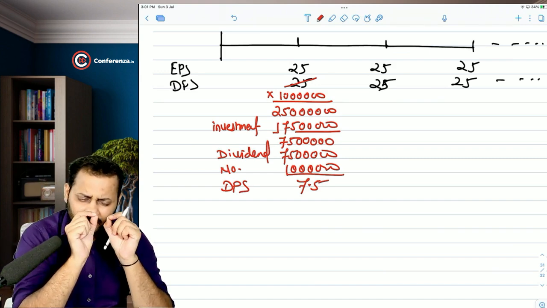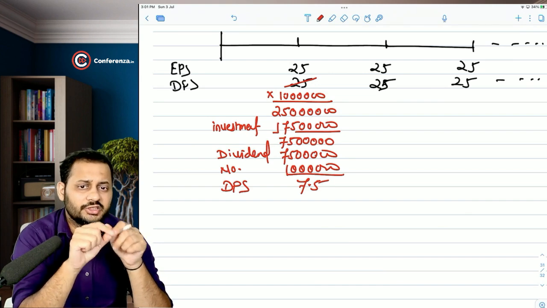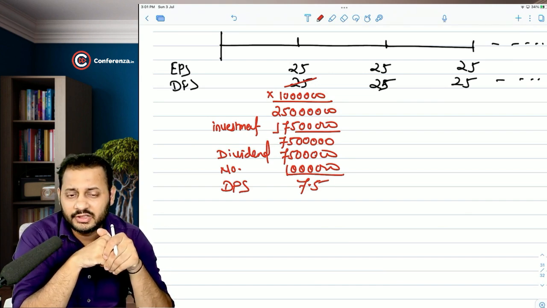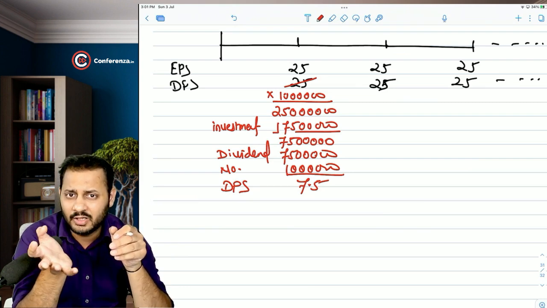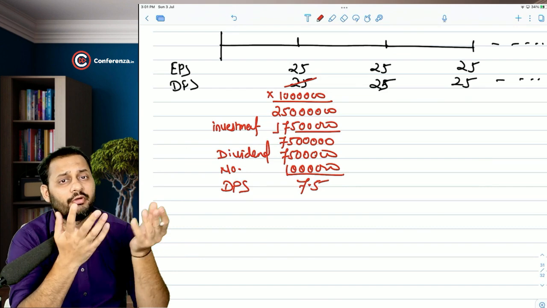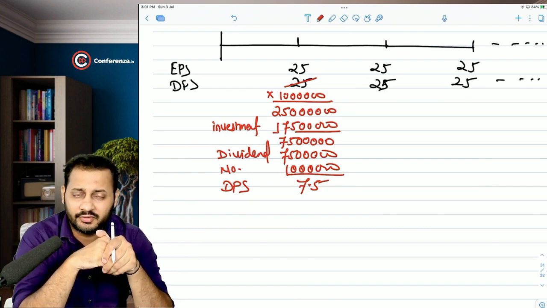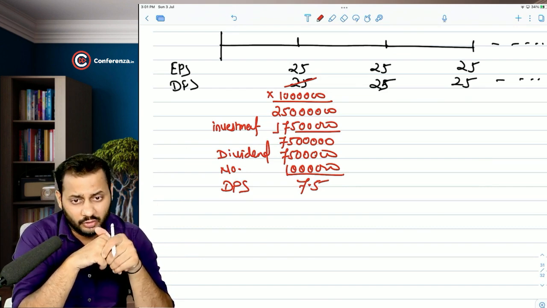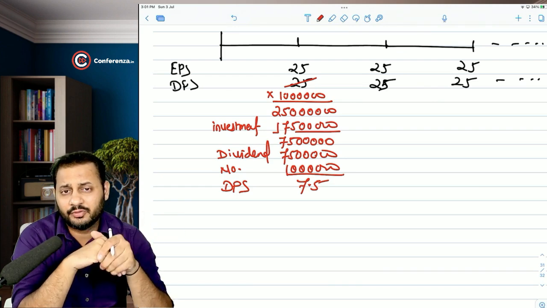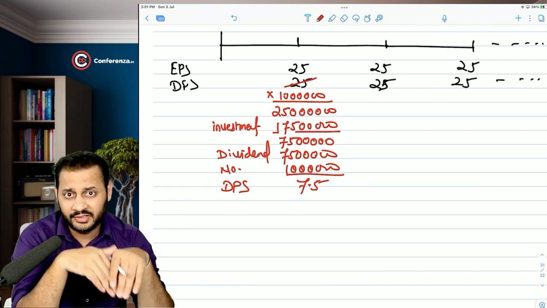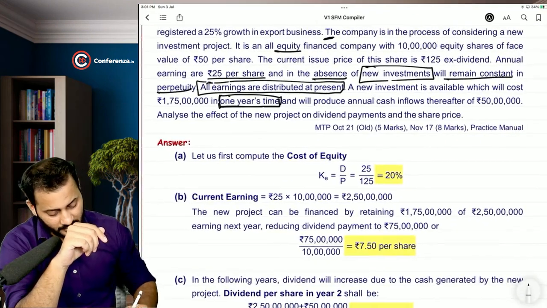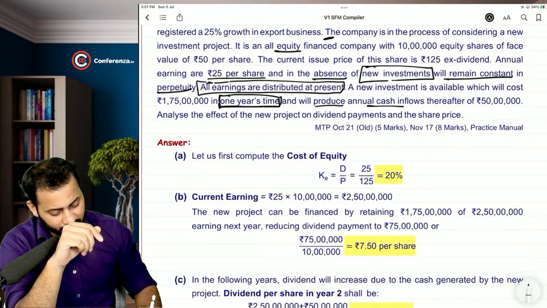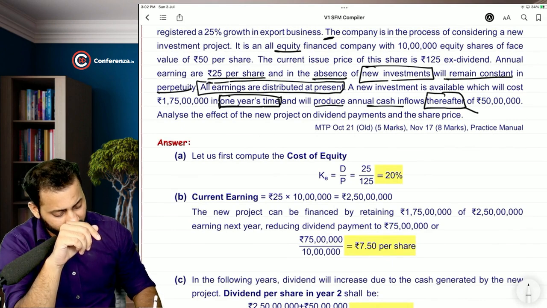So for the first year only, instead of 25 rupees, the investor will only get 7.5 rupees, as the balance amount has been invested in a project, 1 crore 75 lakh rupees. Obviously, as we have invested in a project, that project should give us returns. And see what will happen. It will produce annual cash flow thereafter. Underline the word thereafter and write down second year onwards.